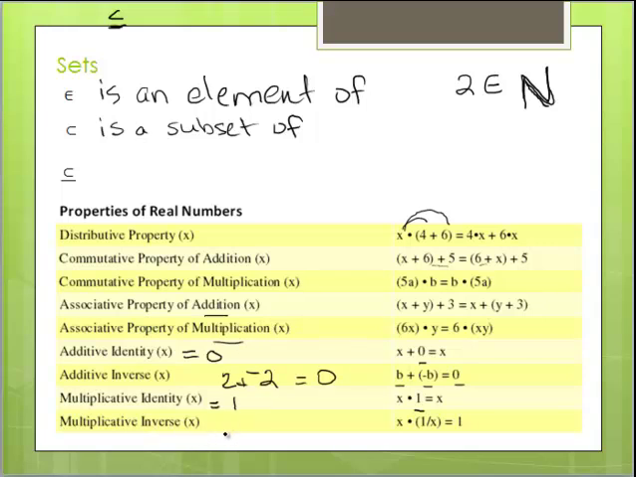The multiplicative inverse means what can you multiply by something so that your answer is 1. So I want to know what can I multiply by 2 so that I get 1. I would have to multiply it by 1/2. So the multiplicative inverse of 2 is 1/2.